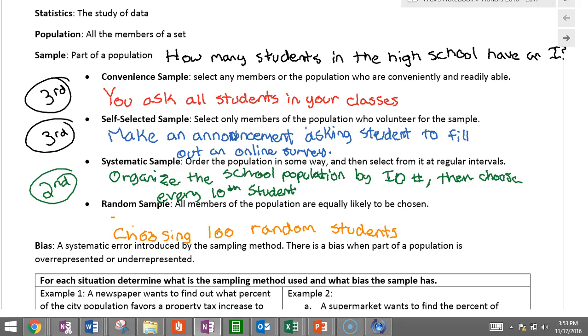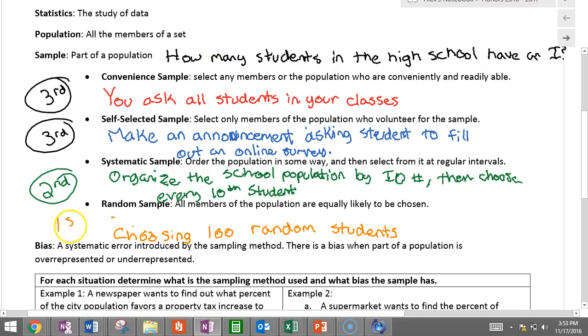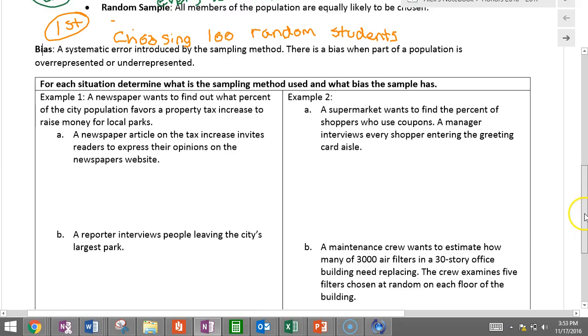And then our best way is a random sample. Random sample comes in first place. A random sample is pretty much always no bias. There is never any bias for a random sample. So let's look at some examples of them.